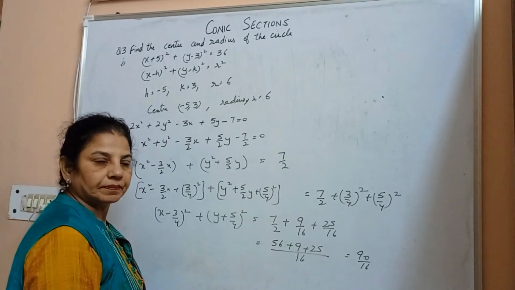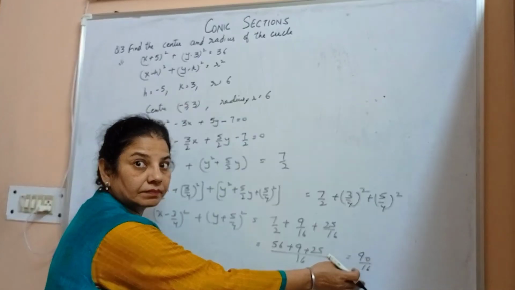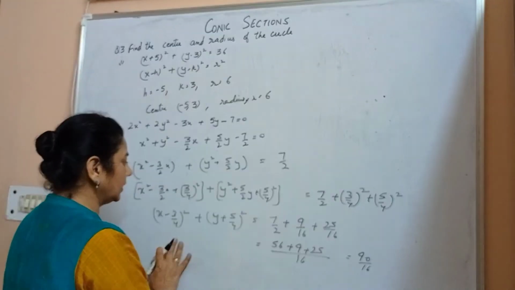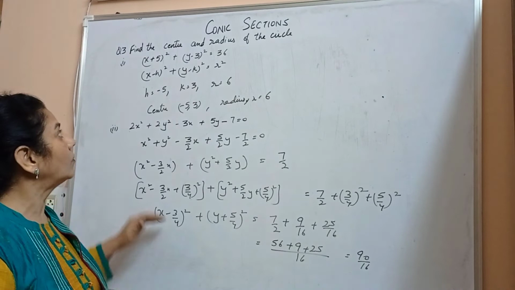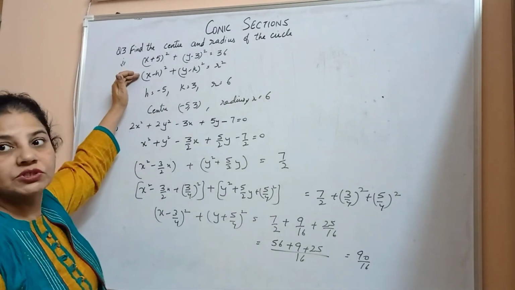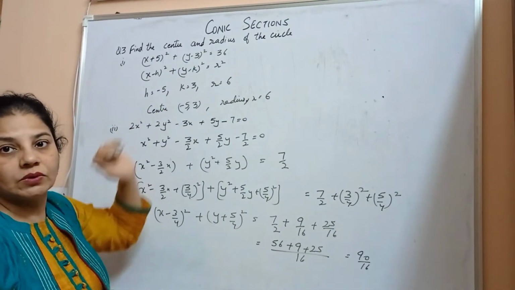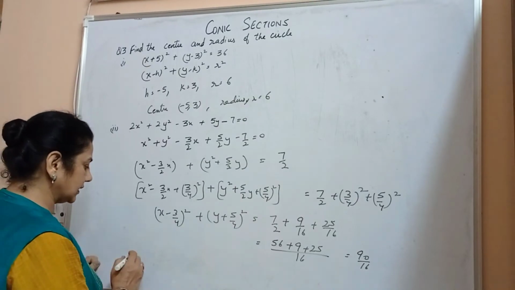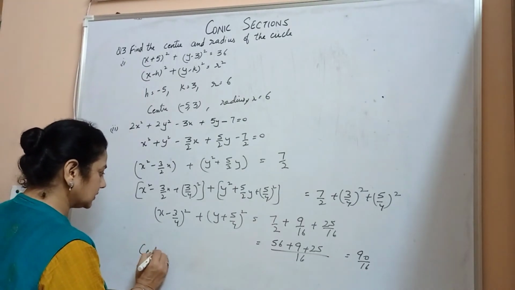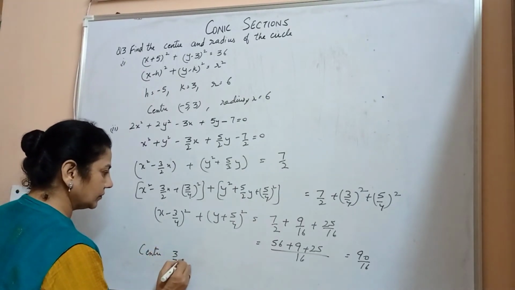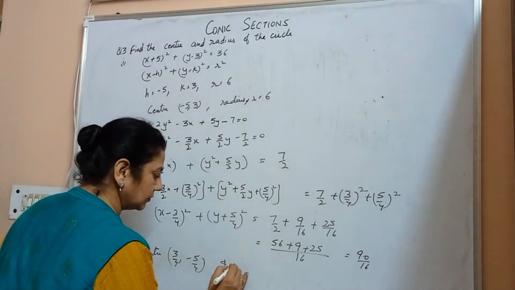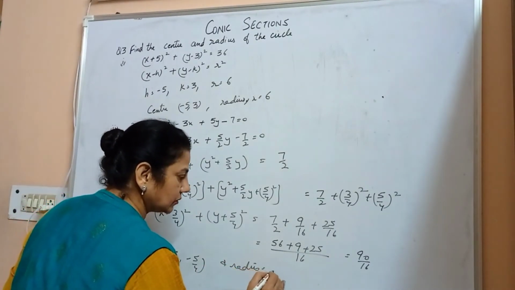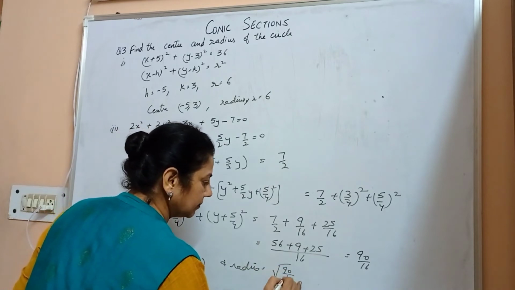Ninety by 16. Now this is my r square. So if I compare this equation with the central form of the equation, (x minus h) whole square plus (y minus k) whole square is equal to r square, we get the center as (3/4, minus 5/4) and the radius is equal to under root of 90 by 16.